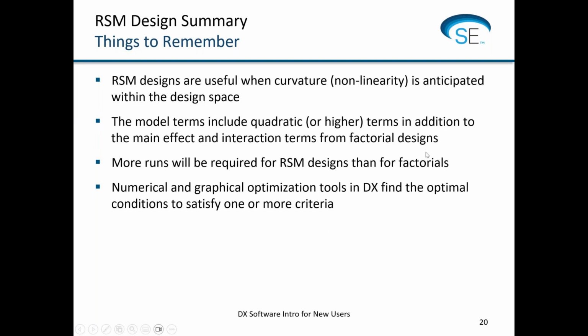Things like the central composite really focus on quadratic, but it is possible to explore higher order models as well. It usually takes more data, so we like to avoid that. We will have more runs for an RSM than for a factorial. So you get more information, but you do a bit more work. We have numerical and ultimately graphical optimization tools to find the optimal conditions to satisfy one or more criteria. We sort of saw a little bit of how that works.